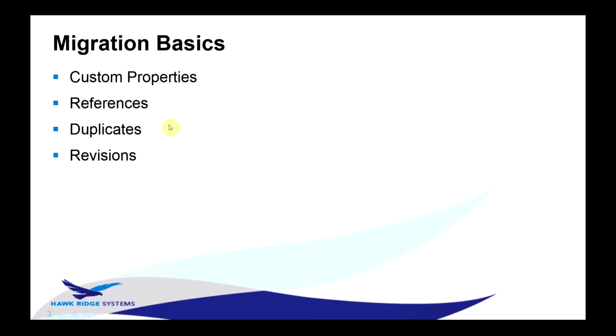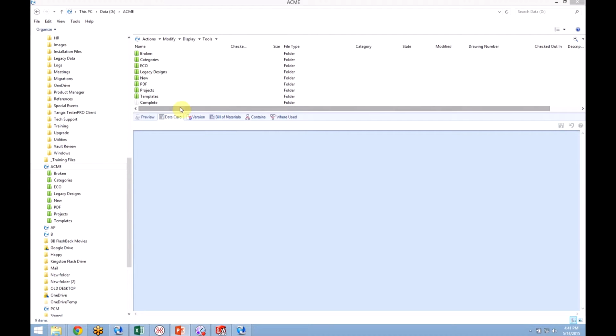That's duplicate files. And then revisions. We want to talk about revisions. Revisions are important in EPDM. It's the way to track how files are released and what versions are being used. So it's an important process.